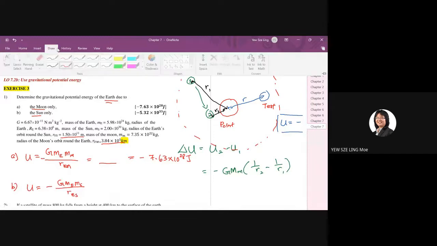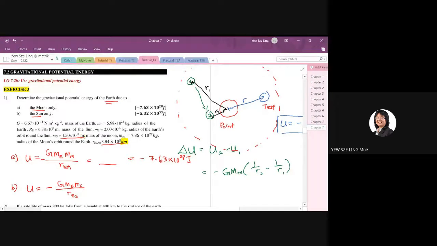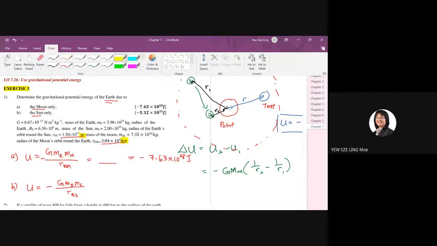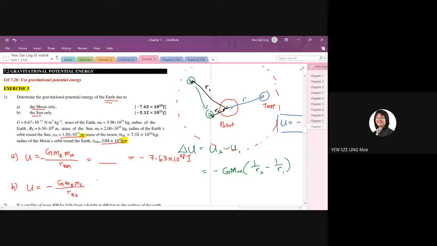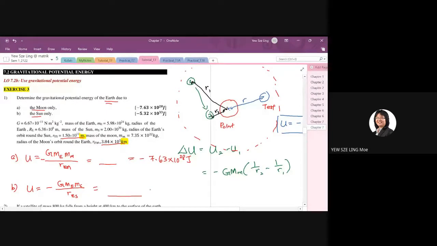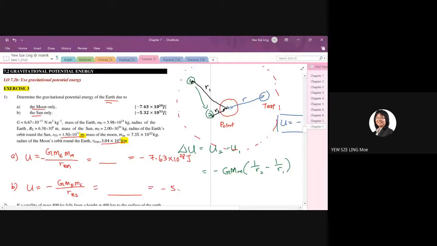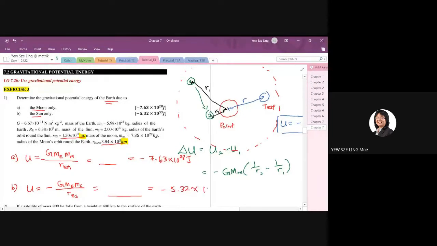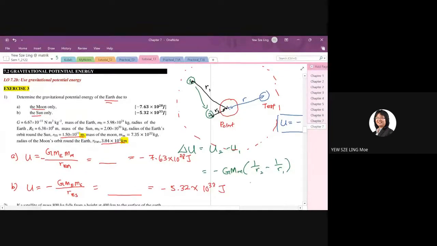So this one, the R is simple. Why? Because you are given the quantity in terms of meter already, which is the SI unit. You don't have to convert it. But for question A, you need to convert the unit into SI unit. So again, you do the substitutions and eventually you should obtain negative 5.32 times 10 to the power of 33 joule. Right? So this is the final answer.